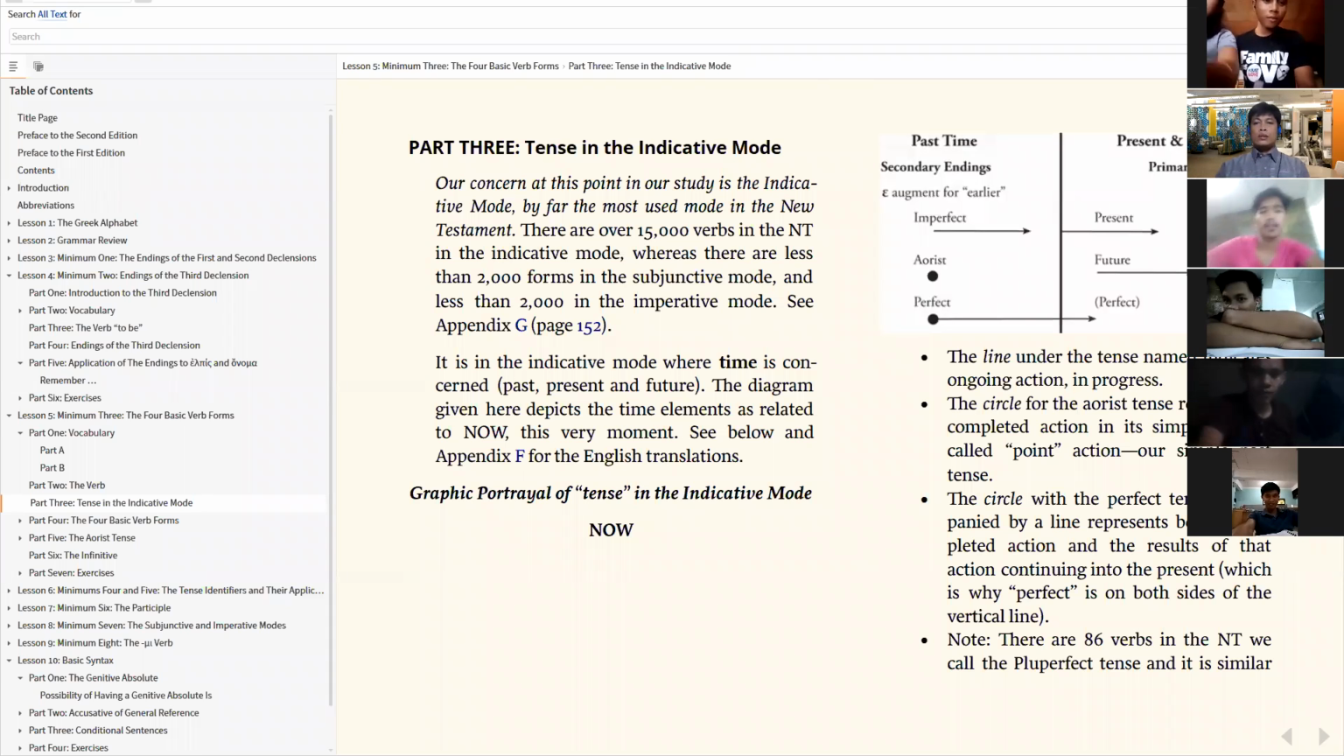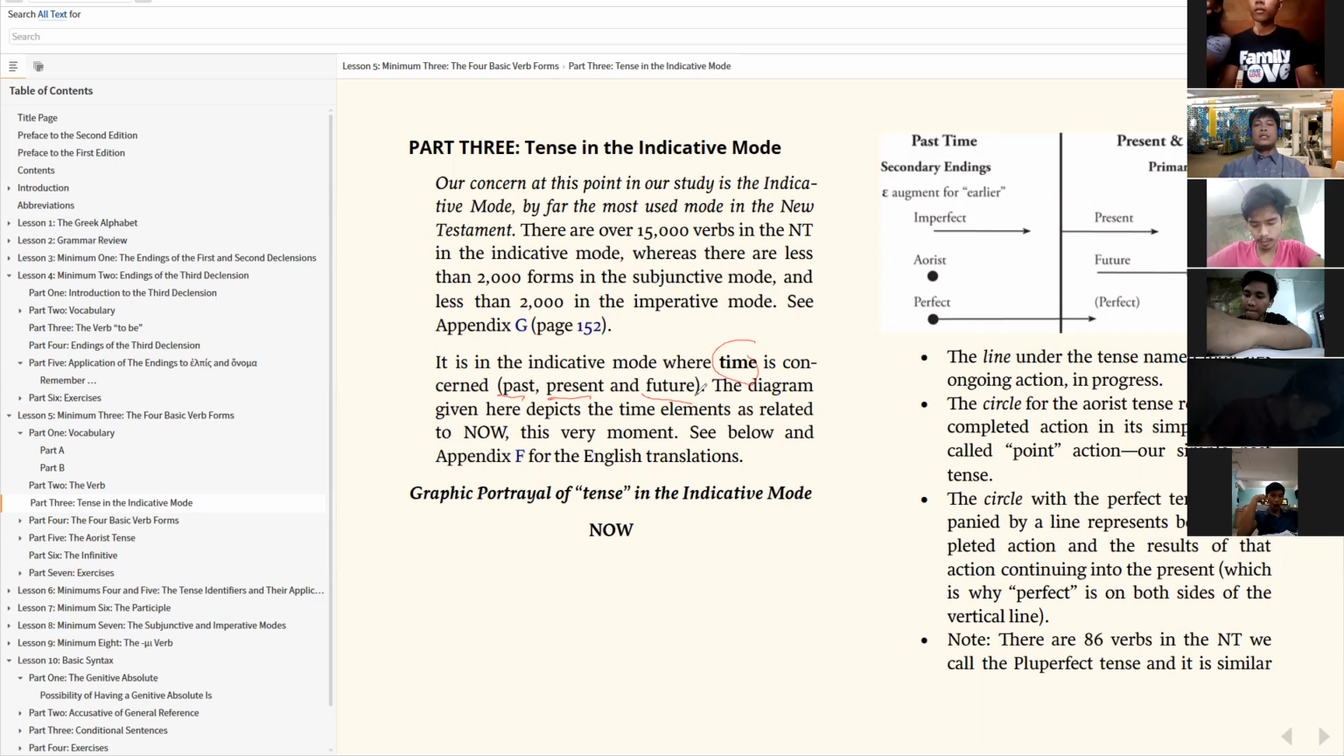Right, so this afternoon we are going to look at the tense in the indicative mode. This is part 3 of minimum 3, the 4 basic verb forms. So we were saying that the indicative mode, the concern of it is the time, okay? The time could refer to past, present, and future. So take note of that when we talk about the indicative mode. It talks about the time, whether it's the past, present, and future.